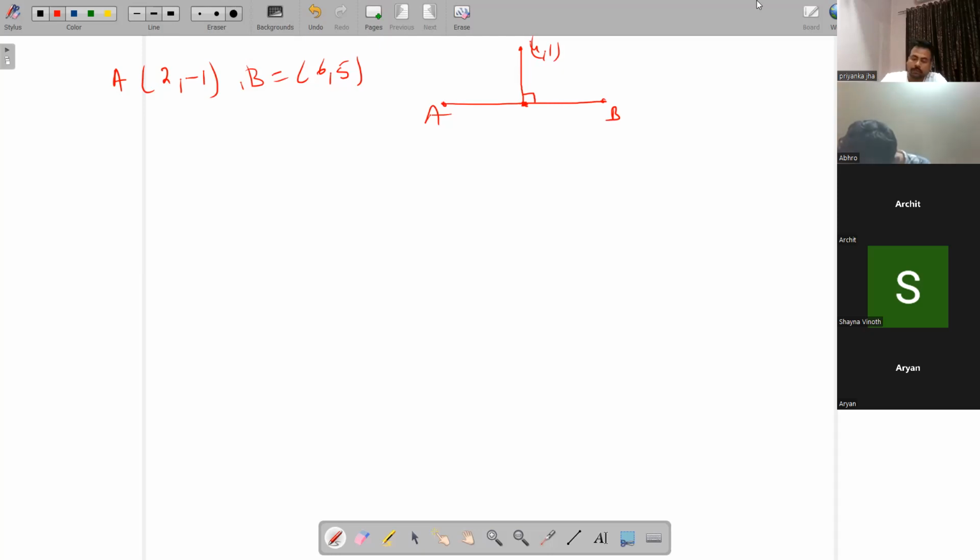Sir, but line AB won't be straight, it won't be horizontal. It may be like this. So from point (4, 1), it is saying the foot of the perpendicular drawn from (4, 1), so in this case it will be like this. You always have to draw it, it'll always be 90 degrees. Okay, so this is the meaning of foot of the perpendicular. You just have to drop the perpendicular.